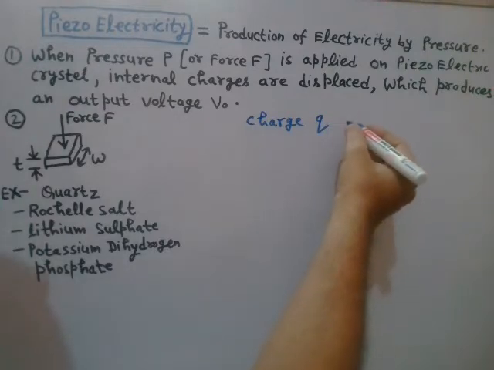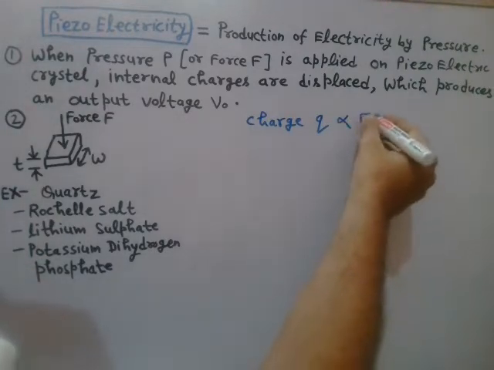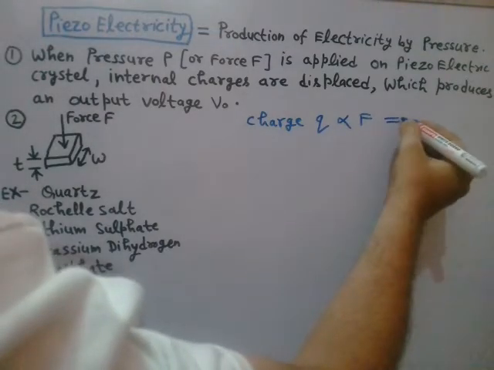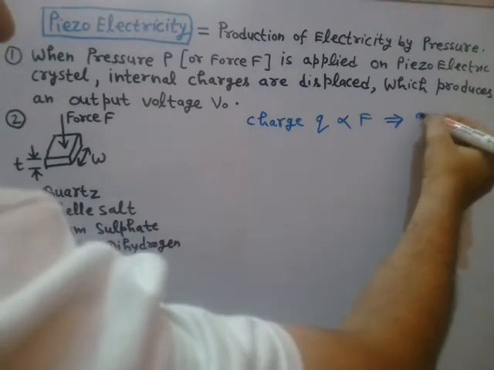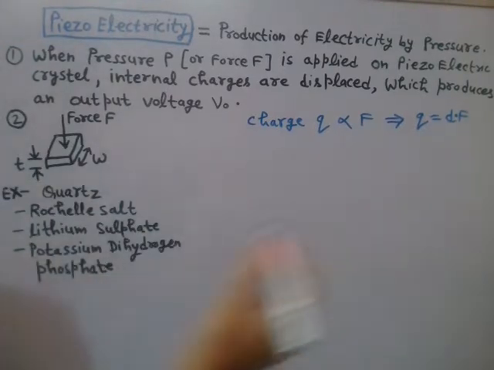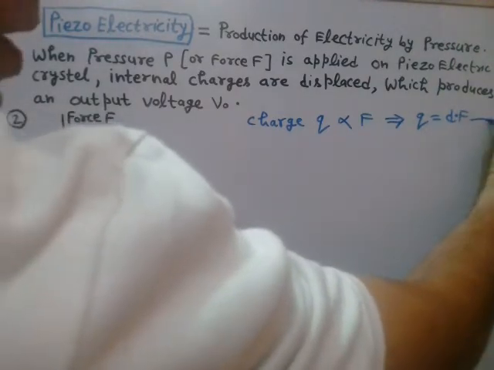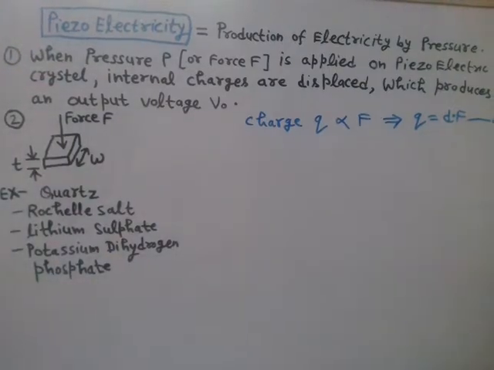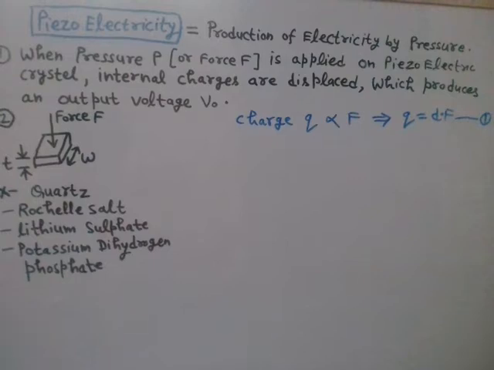Charge Q will be proportional to the force applied, Q proportional to F, or here you can write Q is equal to D into F. What is D? D is nothing but the proportionality constant, right? So Q is equal to dF. Let me call this equation number 1, right?